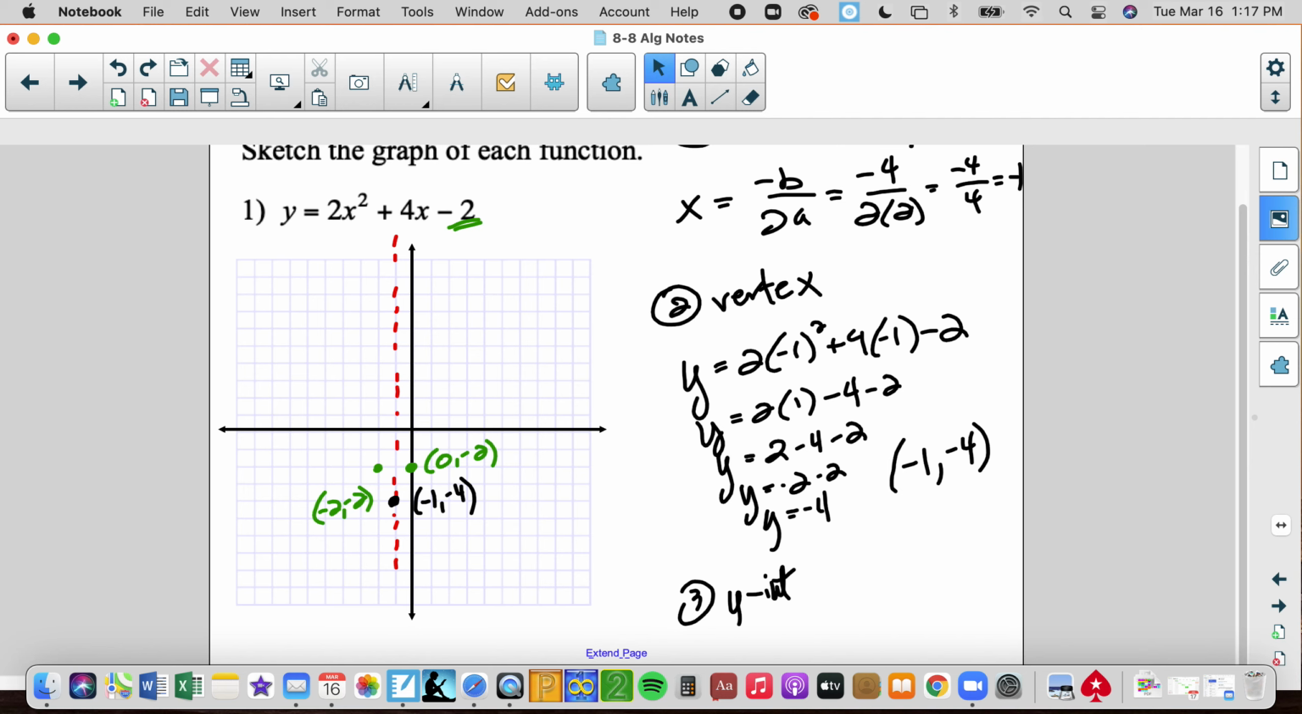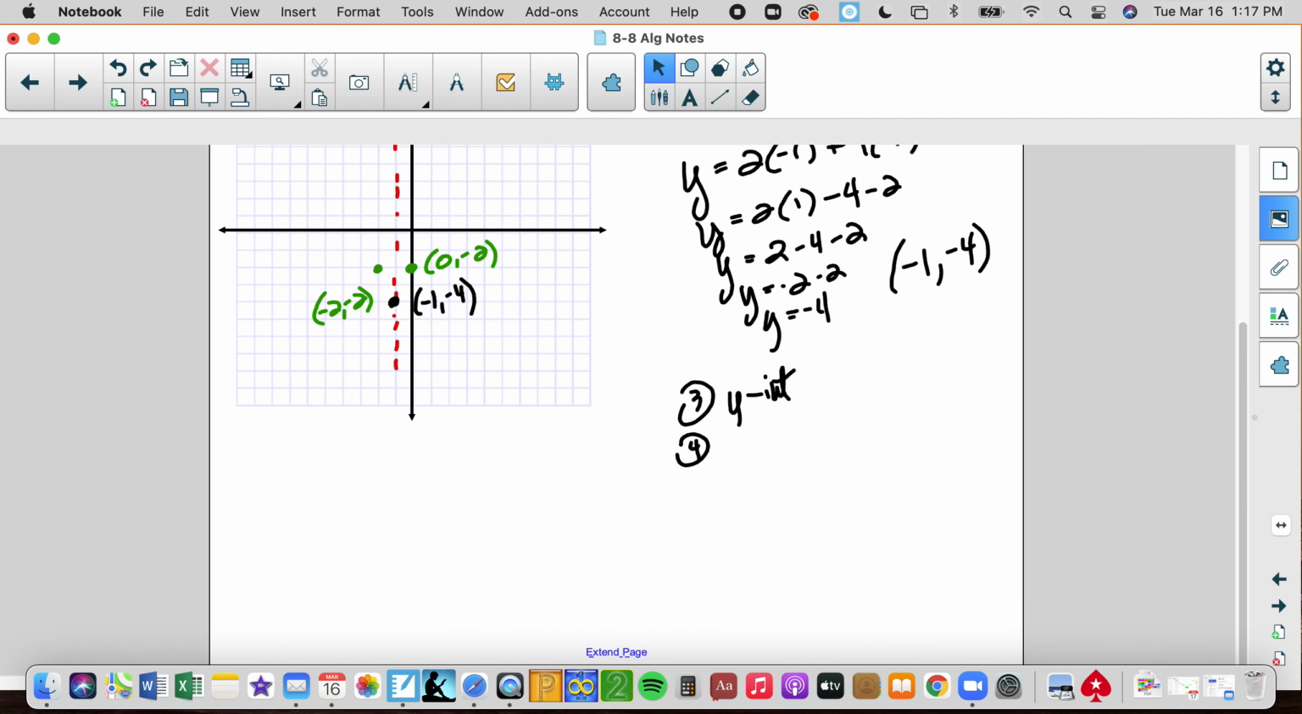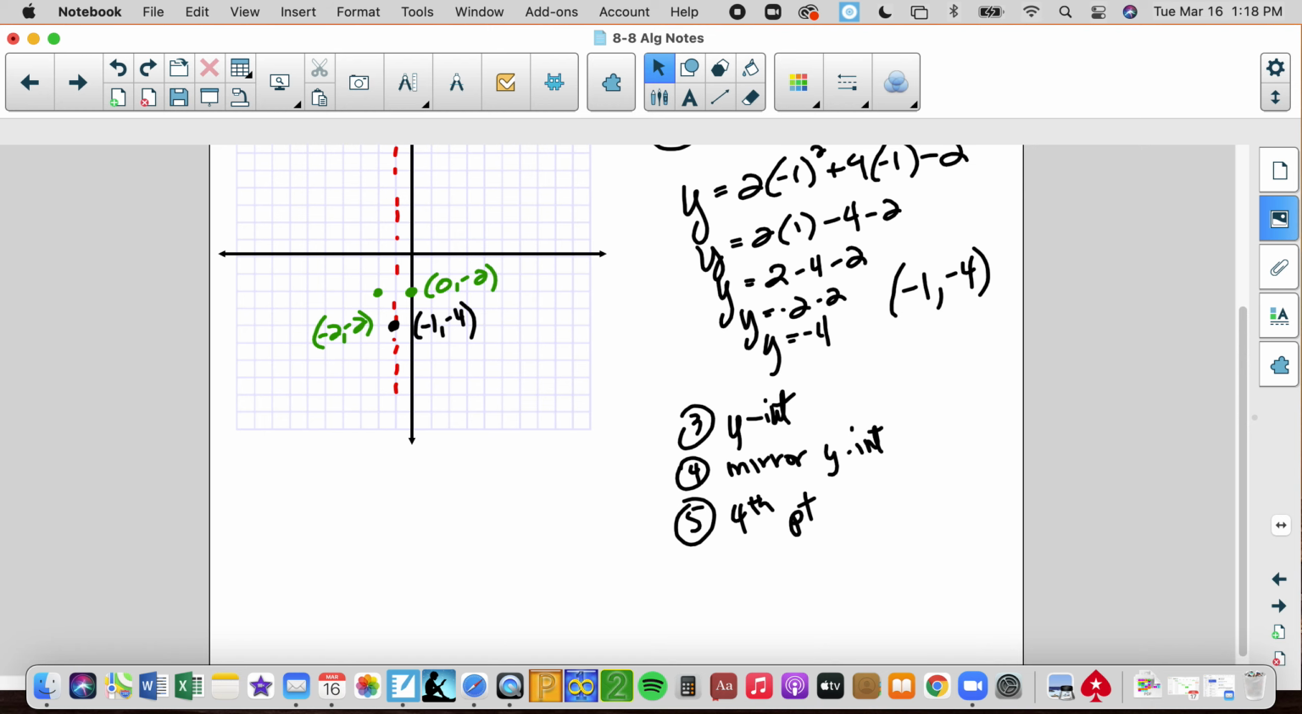So step 3 was y-intercept. Step 4 is mirror the y-intercept. Step 5 is fourth point. So what x value haven't I used? Well, that's an easy one. I haven't used 1. So let's again plug that in.